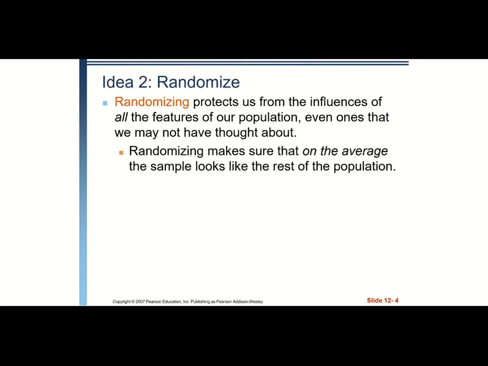So the concept of randomization is important not just for this chapter, but really the entire course moving forward. The reason is that when we randomize, it protects us from all of the influences in the population, even ones that we may not have thought about. This is really something that we're going to discuss more in class rather than spend the time here in the notes because it would just take too long. For now, the key point is that randomizing makes sure that on average, the sample looks like the rest of the population and isn't biased towards one subgroup or another.